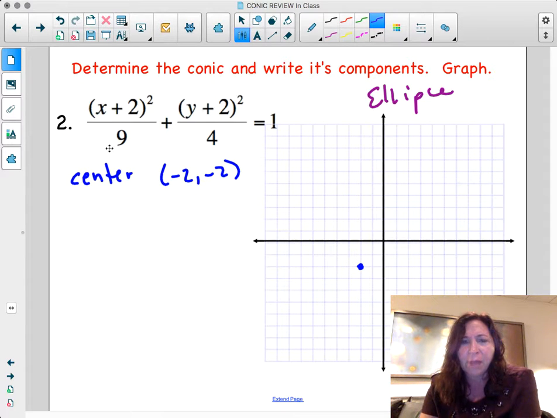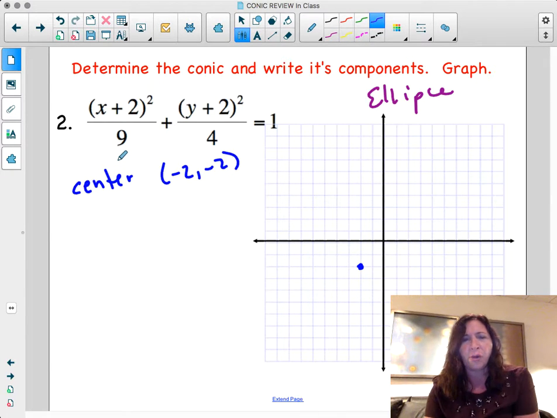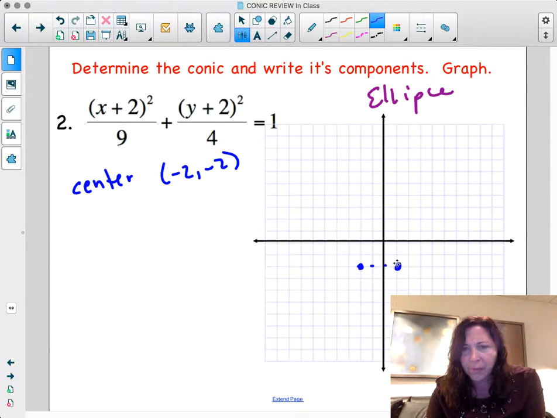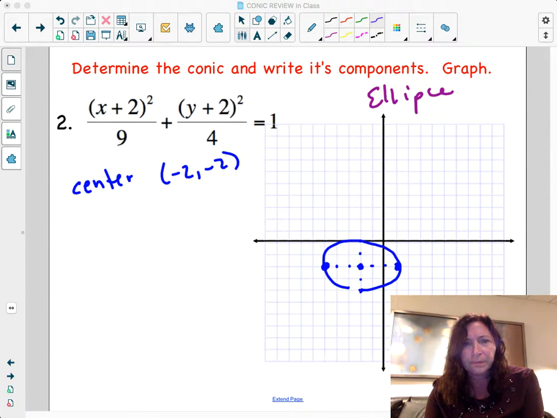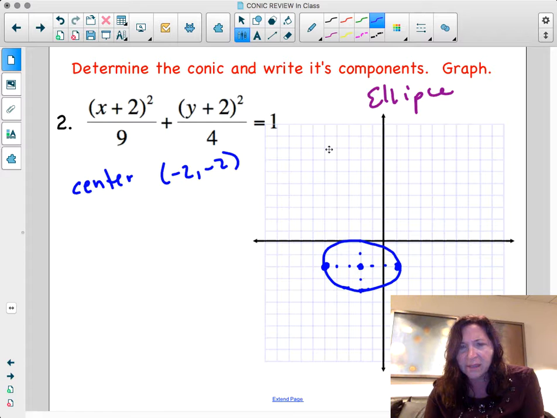It means that in the x direction, I'm going to go the square root of 9, which is 3. So 1, 2, 3 to the left. In the y direction, I'm going to go the square root of 4, which means up 2, down 2, so that my ellipse now looks like this. It also means that my major axis is on the x-axis going across like that.